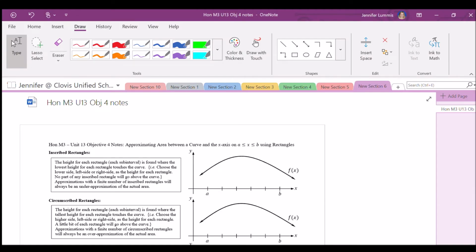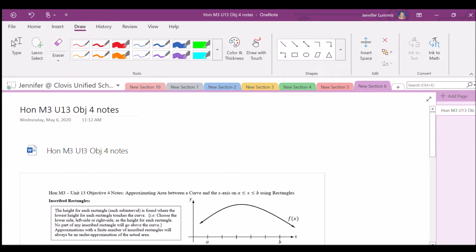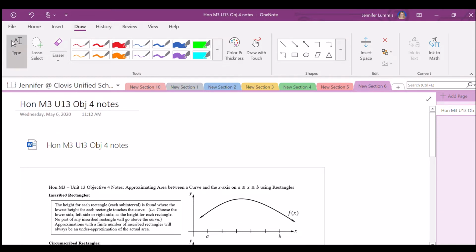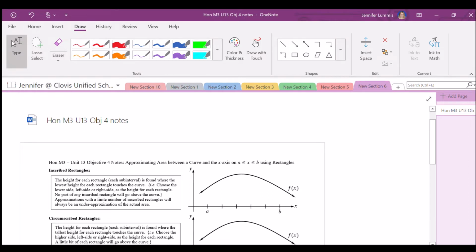Hi everyone, these are notes for Objective 4 on Unit 13, and we're stepping away from doing the slope formula for finding the slope of a tangent line, and we're going to instead be working with approximating area between a curve and the x-axis on a defined interval. And we're going to be doing that using rectangles. For now, we'll be using rectangles that are equally spaced or of equal width. And later on, we'll use rectangles of varying sizes.